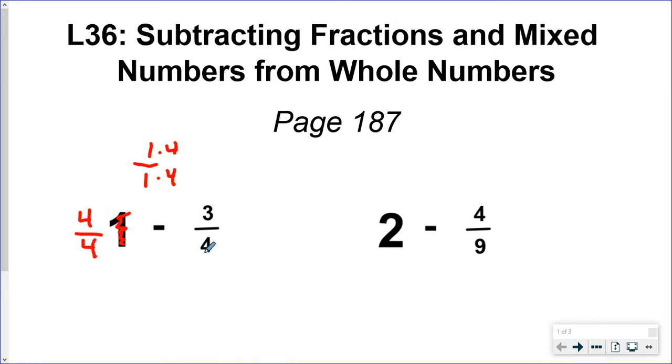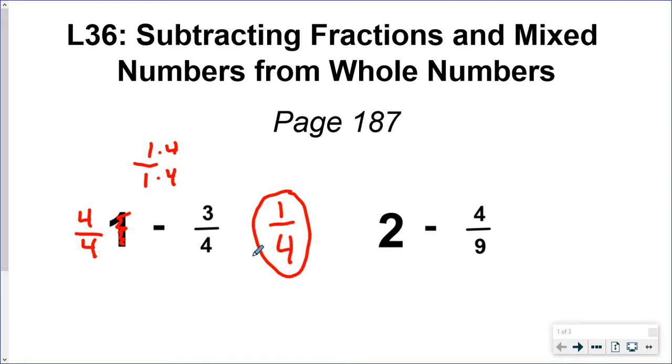And now that the denominators are the same, I can go ahead and subtract. 4 minus 3 is 1. And whenever you add or subtract fractions, you do not change the denominator at all. You're not going to take 4 minus 4 equals 0. That's not going to work. Since the bottom number is 4, you keep it as 4. So this right here would be my answer. If I take 1 minus 3/4, we know that the answer is 1/4.